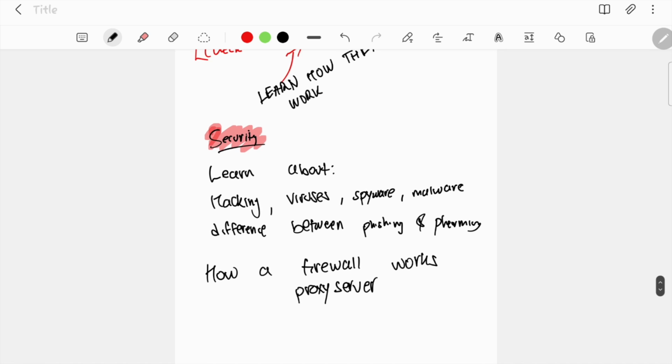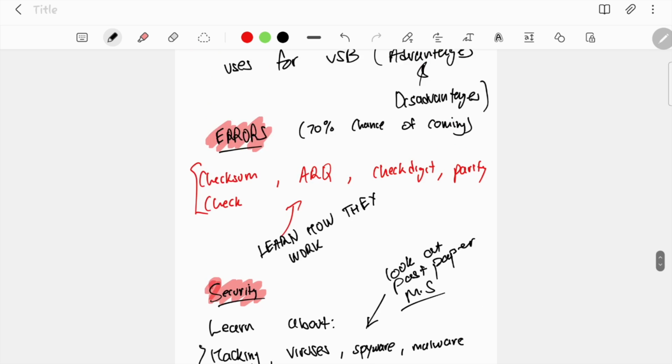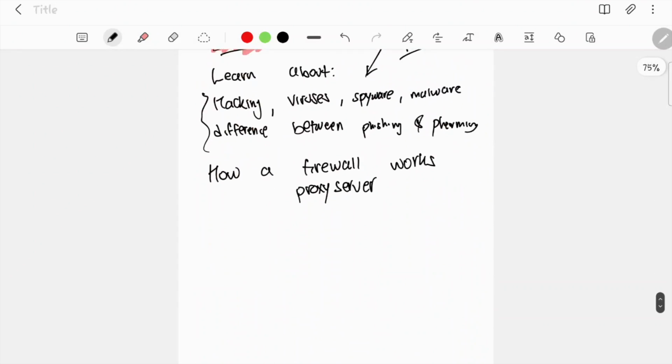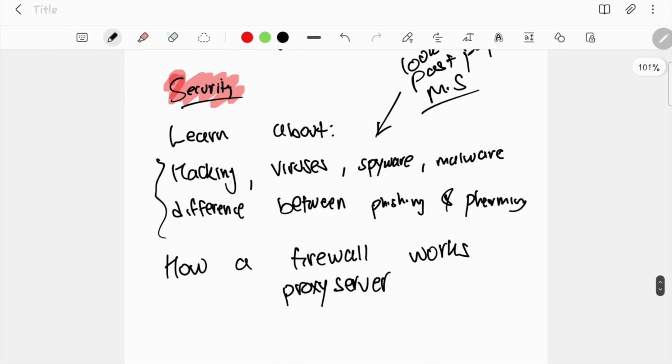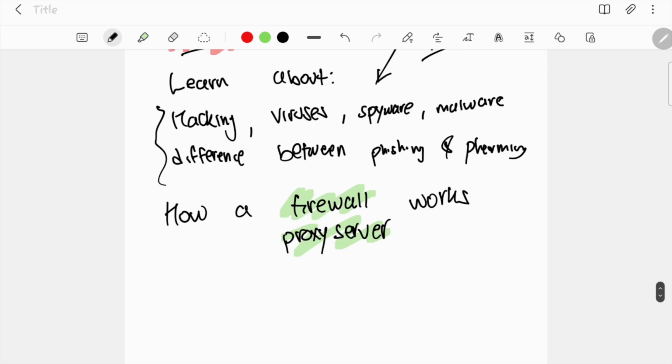Now, the best way to revise all these types of stuff is to look at past paper marking schemes and cram it. Okay, I want you to cram it. If it's hacking, I want you to cram. If it's about phishing, pharming, I want you to cram the marking points of each of the following. I know they say don't cram, but this type of subject you just need to cram. So focus on firewalls, proxy servers, go over all of that type of stuff.